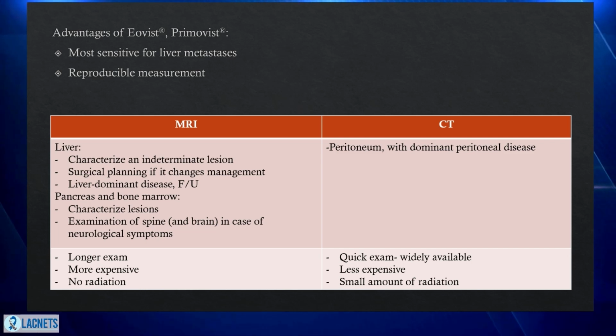On the other hand, peritoneum is better seen with CT. So if we have disease that's mostly in the peritoneum, then we might not need MRI for that, and CT works very well. Now, the other organs that I forgot to write here is the lungs. CT is better for the lungs as well.